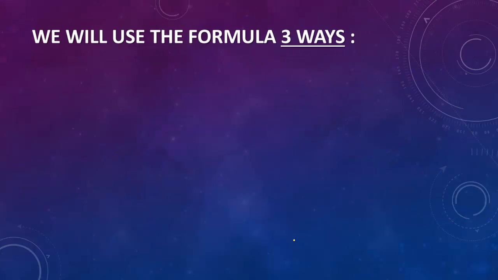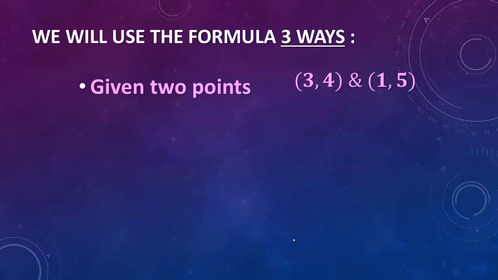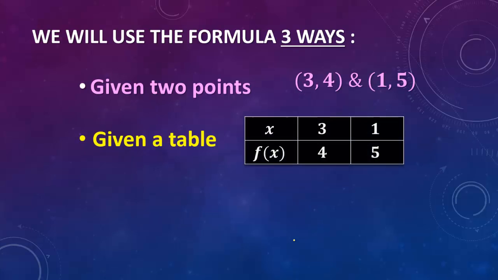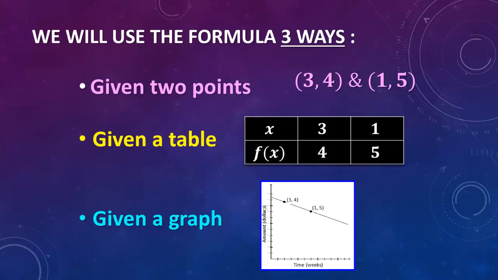Okay, so we're going to use this formula in 3 ways. When you're given 2 points, such as (3, 4) and (1, 5). When you're given a table, which you can see is the same way of representing this. And then finally, when you're given a graph. So if you have a graph, basically the line would connect the 2 points.